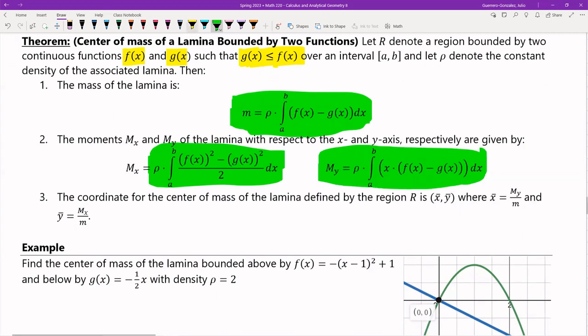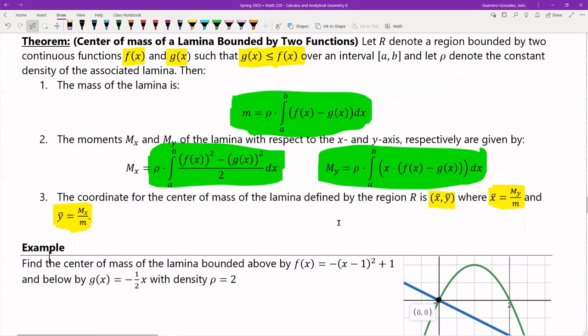and then the center of mass, x bar, y bar. The x coordinate is based on the moment with respect to the y-axis, and the center of mass y coordinate is based on the moment with respect to the x-axis. Just keep your equations straight. I know they swap values back and forth, so just keep an eye out on that.